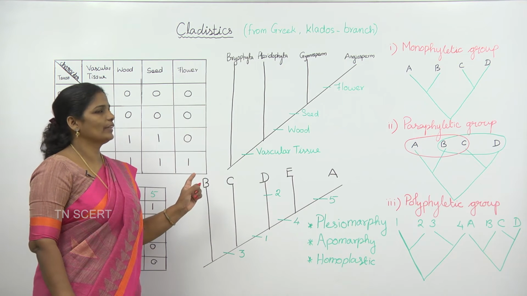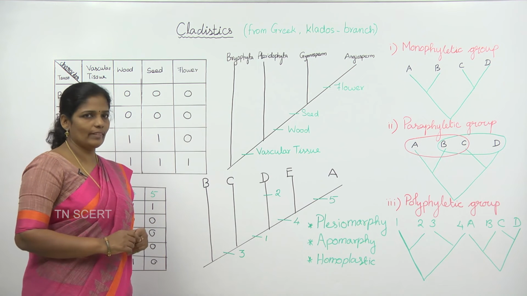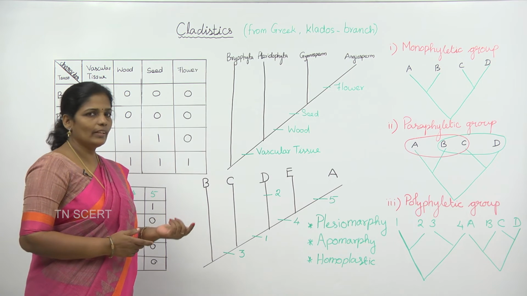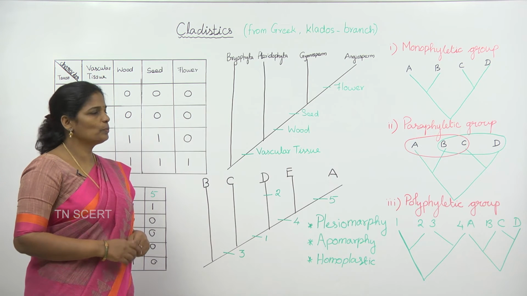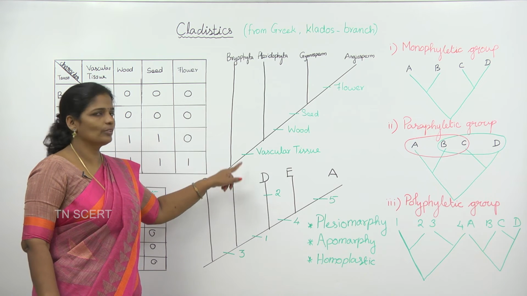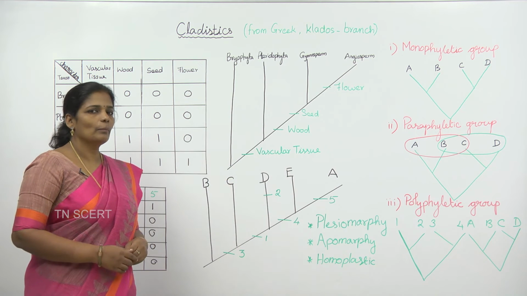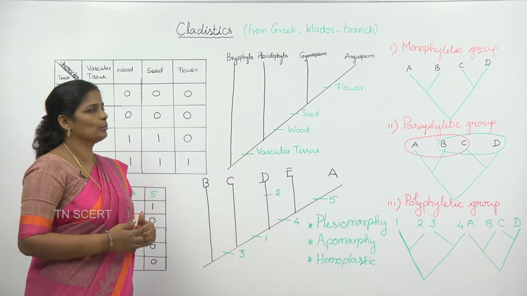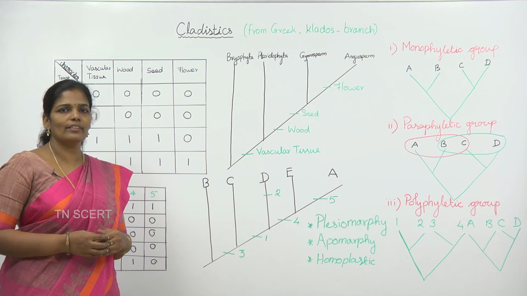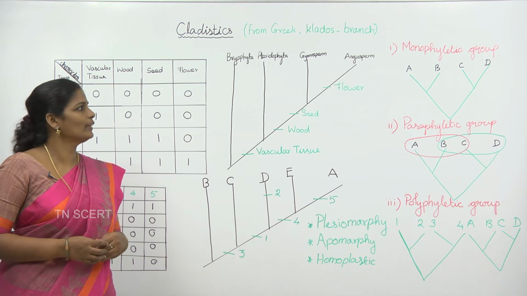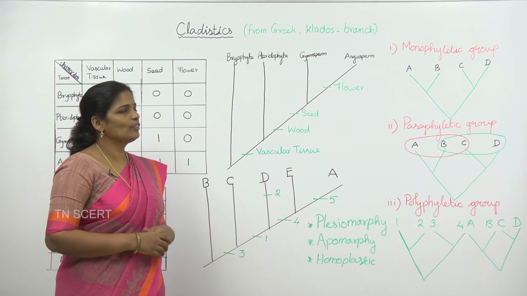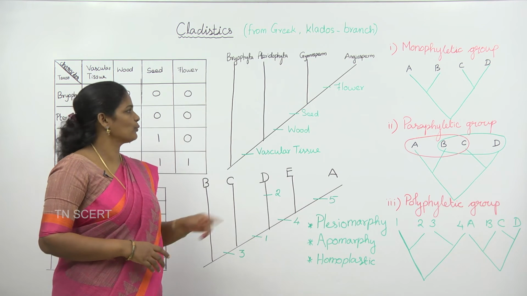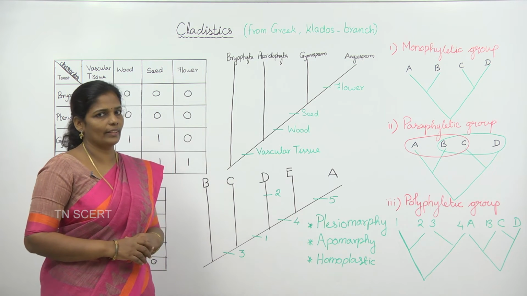Now, we see Pteridophyta. Pteridophyta possesses only vascular tissue, isn't it? Do they have any other character? No. Then comes Gymnosperm. Gymnosperm possesses vascular tissues, wood and seed, isn't it? But there is no flower in Gymnosperm. They won't produce flowers, instead what do they produce? Cones, right. Okay. So, next comes Gymnosperm and the last one is Angiosperm. They possess all the 4 characters, right.